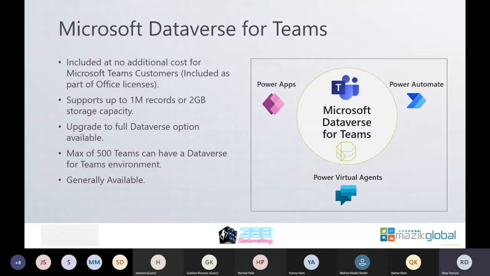What happens if I hit these limits? You can upgrade to the full Dataverse option. That means you can go and say, all right, I've hit 2 GB capacity for my Microsoft team. I would like to store more and more data. That means I need more capacity. There is an option that allows you to upgrade from Microsoft Dataverse for Teams to the full Microsoft Dataverse experience. But the key thing to note, if you do that, of course, your license scheme will change. So rather than having standard licensing, you would have to pay for the premium licensing model.